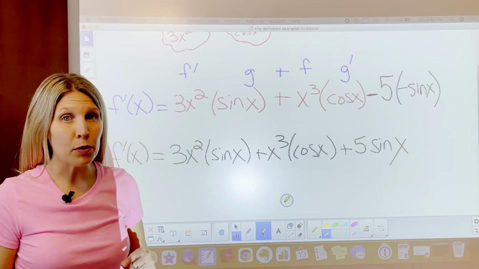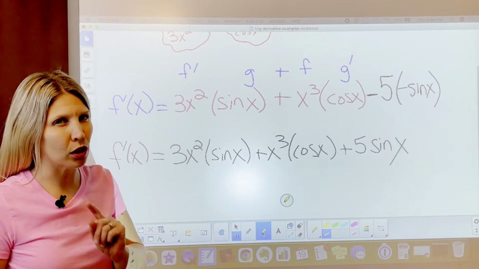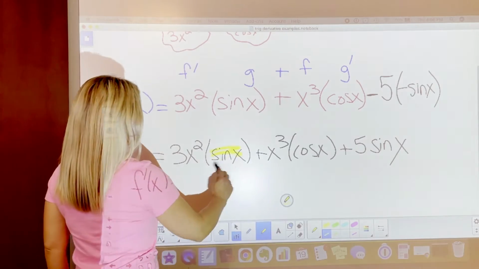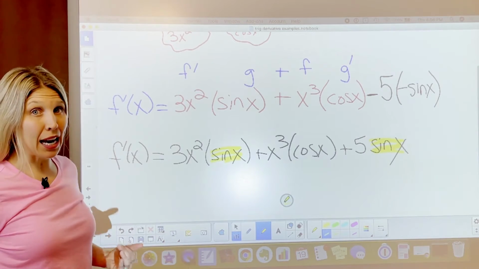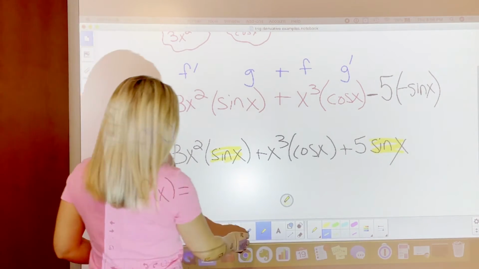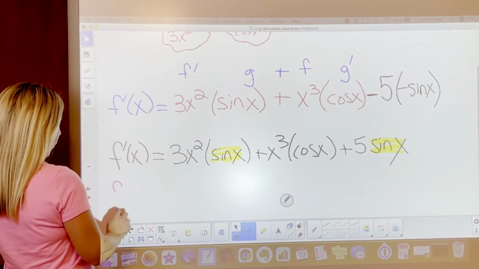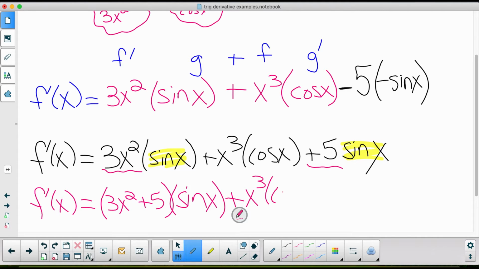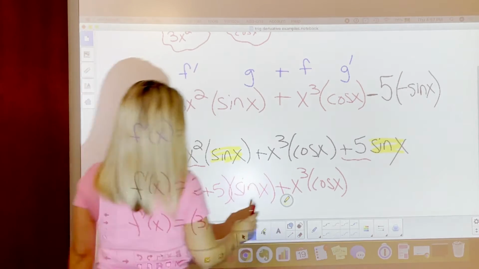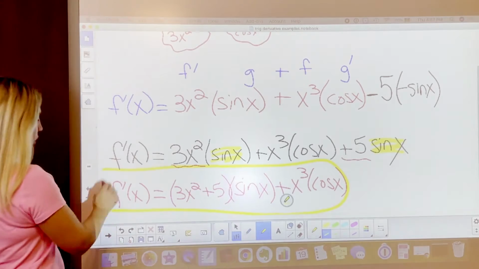There is one more step you can do because this probably would not be the final answer in the back of your book. Notice that this piece and this piece both share a sine x. So we can pull a sine x out of both of those pieces. So let me show you what that would look like. So f prime of x equals, we're going to take this 3x squared, right, plus a 5 times sine x, plus, now you just have this other part left, the x cubed cosine x. And this then would be your final answer.